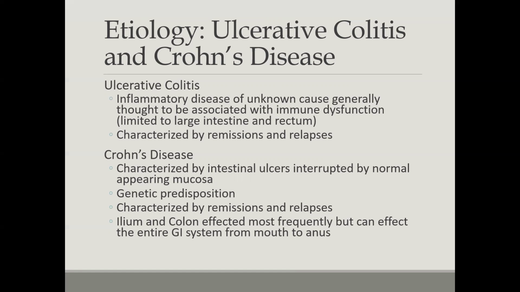MS is similar, kind of has these episodes of starting to rear up and then it goes into remission a little bit. Crohn's disease is a little bit different than ulcerative colitis. It's characterized by intestinal ulcers, interrupted by normal appearing mucosa. There's a genetic predisposition to Crohn's disease. And with ulcerative colitis, maybe there might not be a genetic predisposition, I guess is what they're saying here. Characterized again, similarly, by remission and relapses.